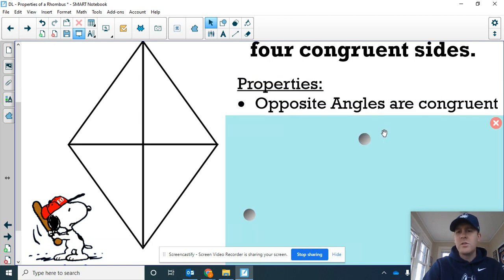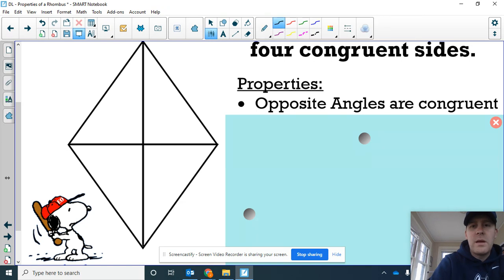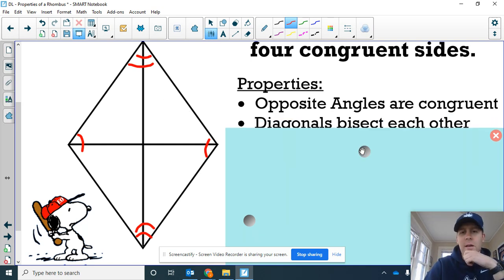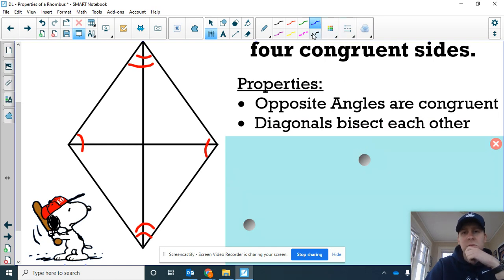First of all, this one is true on all parallelograms, but I wanted to reiterate it. So this rhombus has opposite angles that are congruent. If I went and drew on this to show you that, remember, opposite means across the shape. So this angle here and this angle here are congruent, and then the top one and my bottom one are congruent to each other. Again, that's one that's true of all parallelograms. Now more specifically to the rhombus itself, its diagonals bisect each other. Okay, diagonals bisect each other.